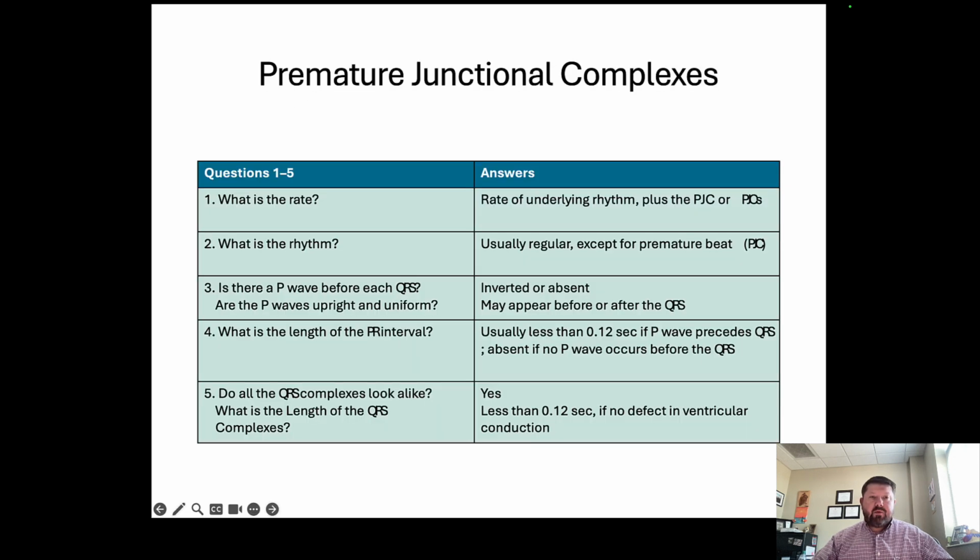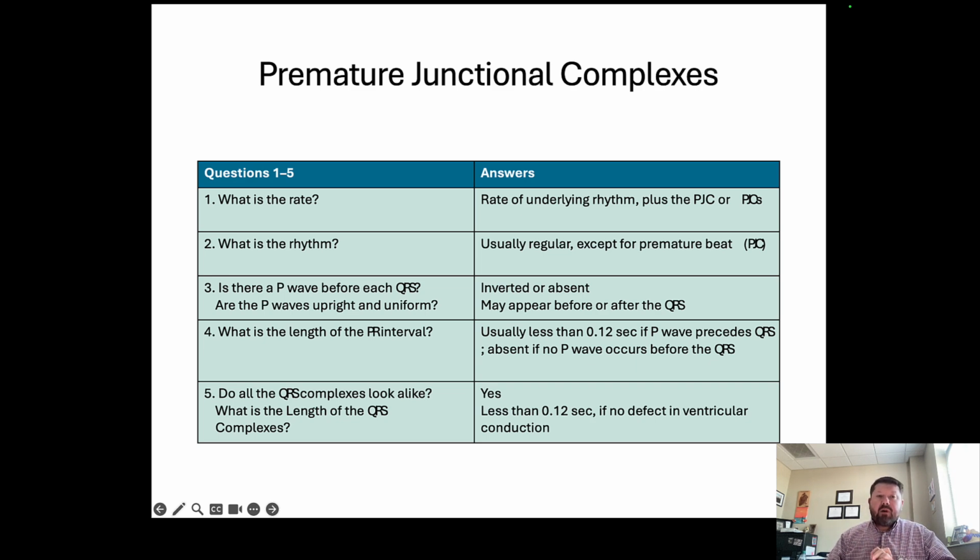So what are my rules for premature junctional complex? We need to understand that there is going to be an underlying rhythm, and then we're also going to have the PJC. So the rate is going to be the rate of the underlying rhythm plus the PJC. The rhythm is usually going to be regular except for the premature beat. So you'll have an irregular R to R where the premature beat occurs.